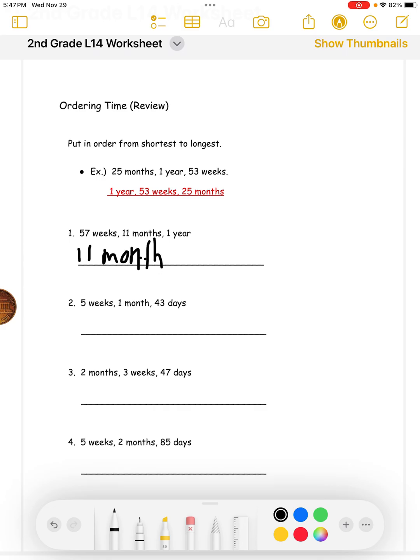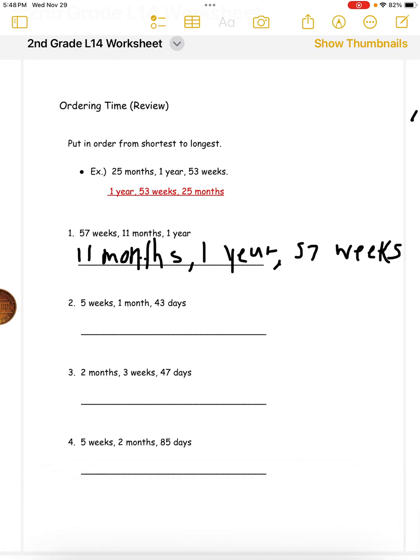11 months. Next, 1 year, then 57 weeks. Weeks, just like that. And a year is larger than 11 months, or longer than 11 months, because a year is 12 months. Okay, moving on to the next page, or the last page.